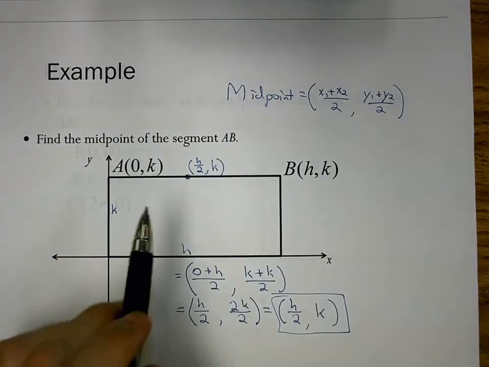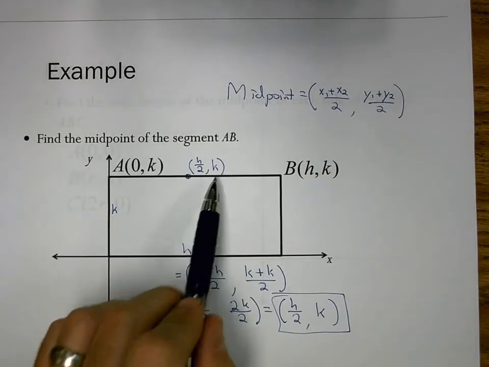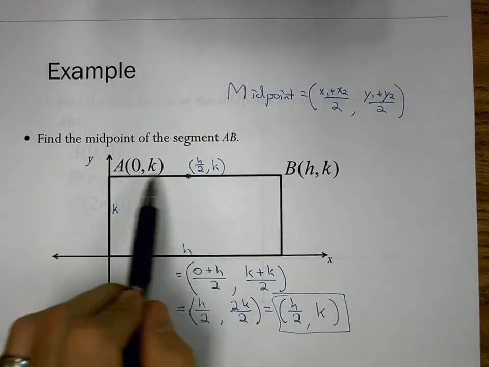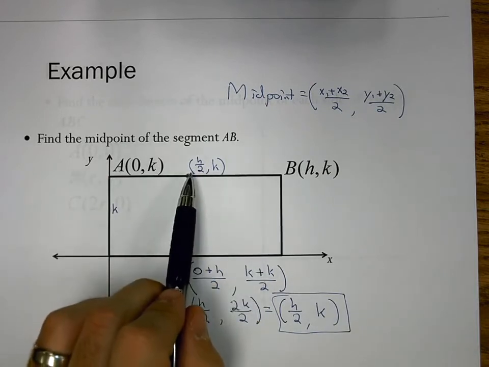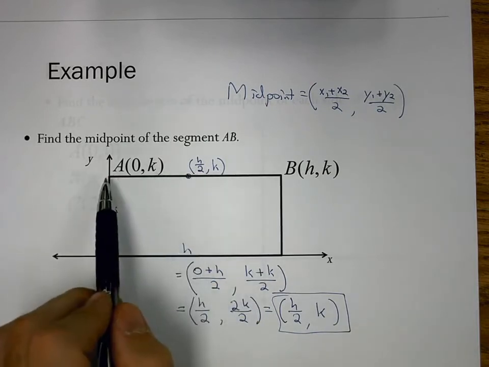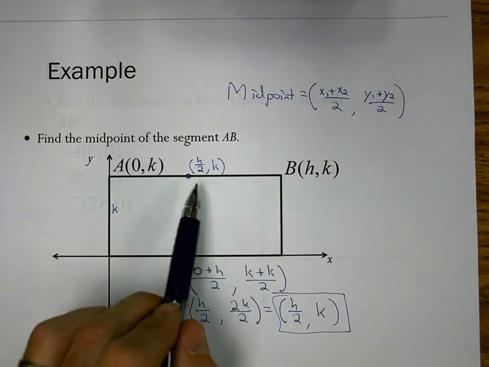Now, does that make sense? I'm still up k units because my y value is still k. So I still had to go up k. But now instead of going from 0 to h, I only go half the distance. And really that's what the midpoint is. It's half the distance of the segment. So I'm not going to go h units. I'm going to go half of that. And that would be my coordinates.